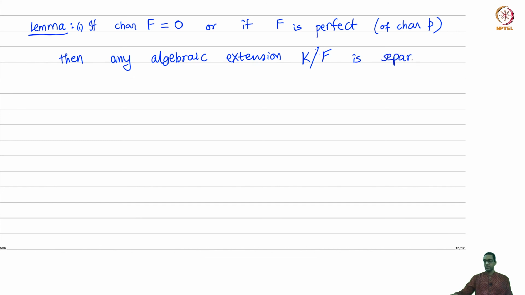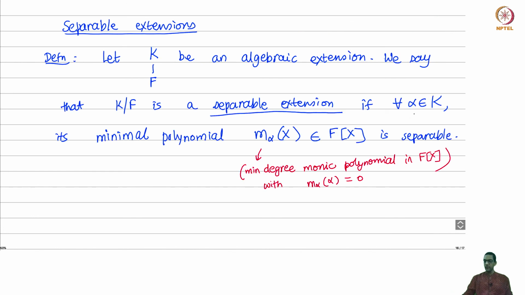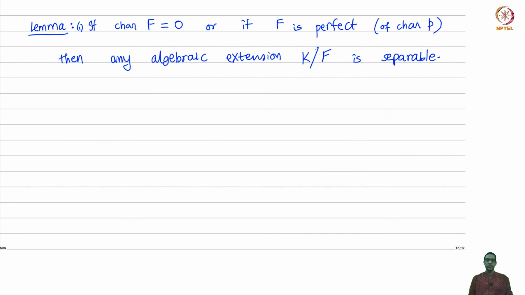Why is that? Because for every alpha, you take any alpha in K and look at its minimal polynomial. The minimal polynomial is always irreducible, and irreducible polynomials are automatically separable, provided you have this hypothesis that the characteristic is either 0 or the field is perfect. So this is a rich class of examples. For example, if your base field is a finite field, then any algebraic extension of a finite field is necessarily a separable extension. Or if you take the field of rational numbers, then any algebraic extension of Q is automatically separable. This is something nice to keep in mind.